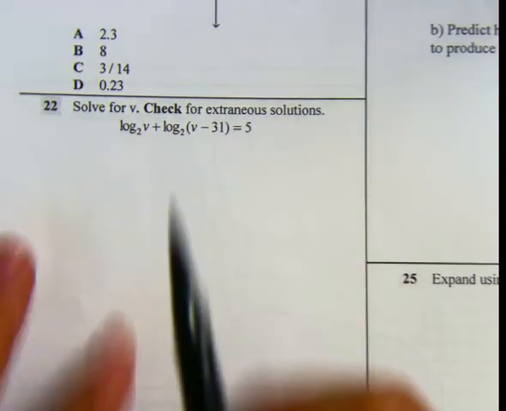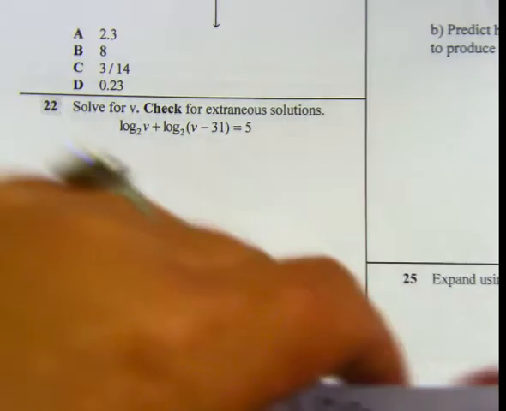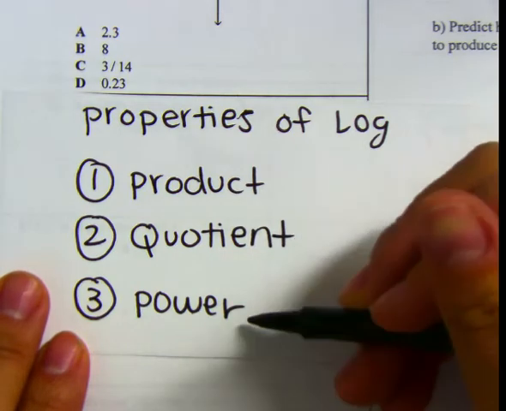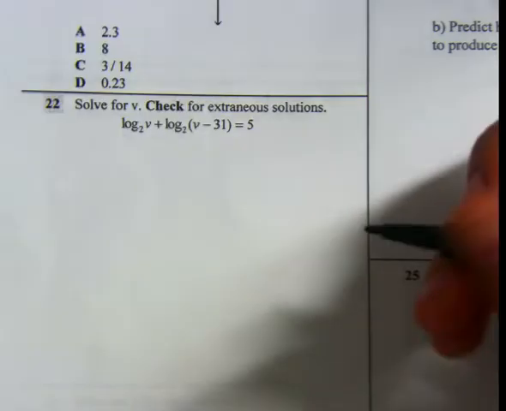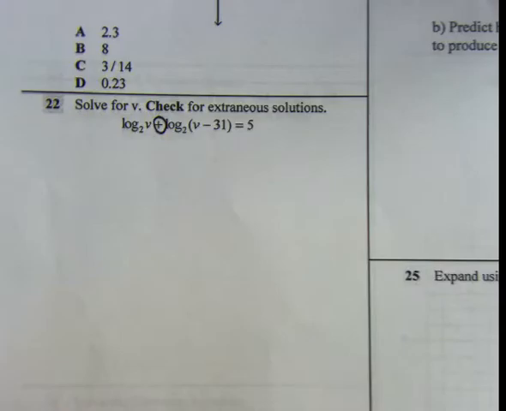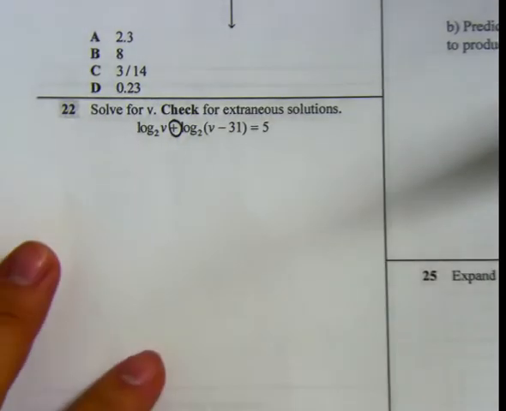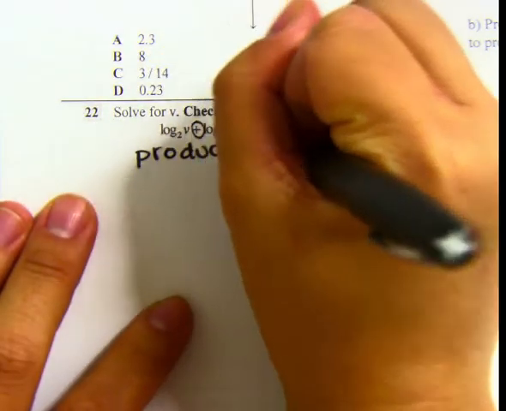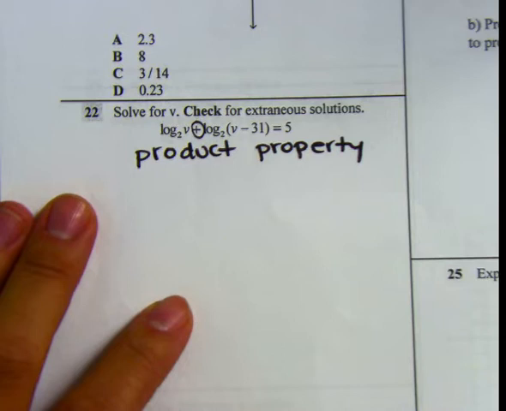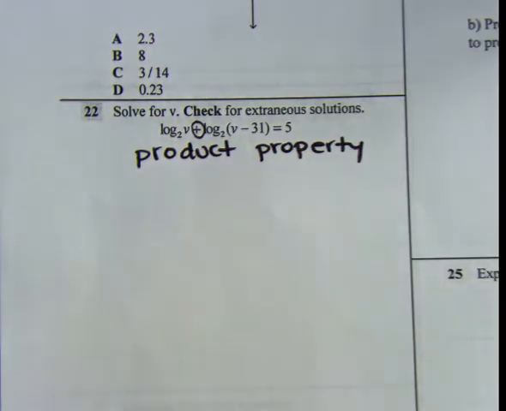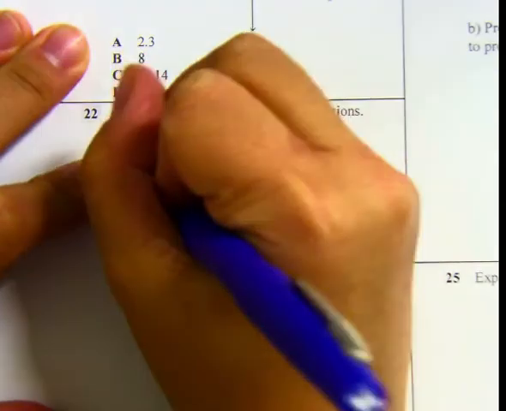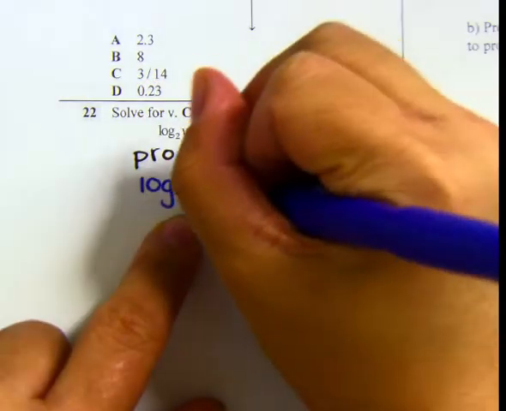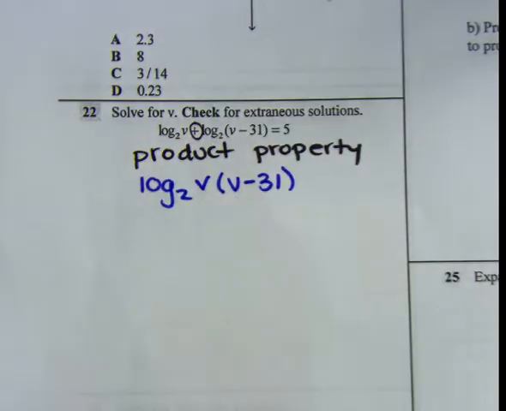There are properties of logs that we've taught you. There's 3 of them: quotient, product, and power. So here, my two terms are separated with an addition sign, so I know I'm going to have to use the product property, where the product property tells me that I take my two log terms, the v and the v minus 31, and I multiply them.